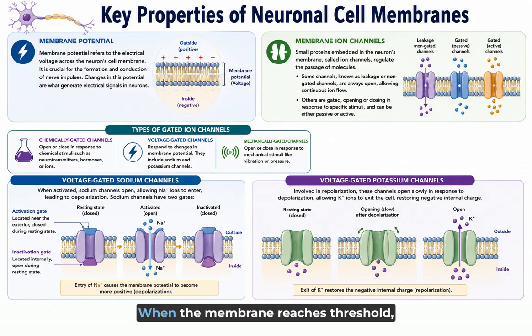When the membrane reaches threshold, the activation gate opens rapidly. Sodium ions rush into the neuron, causing the membrane potential to become more positive. This process is called depolarization. Very shortly afterward, the inactivation gate swings closed, stopping the flow of sodium ions even though the activation gate remains open. This brief inactivation helps ensure that the action potential travels in only one direction.